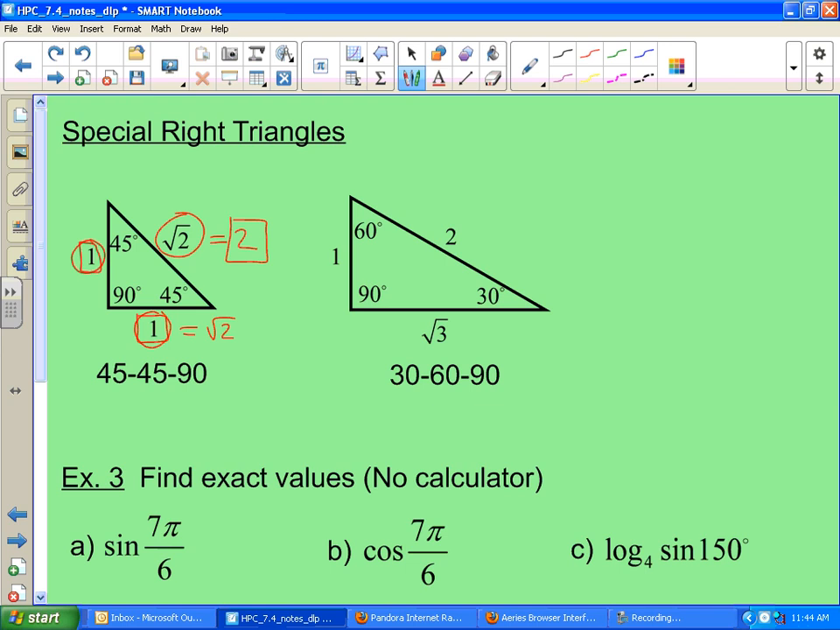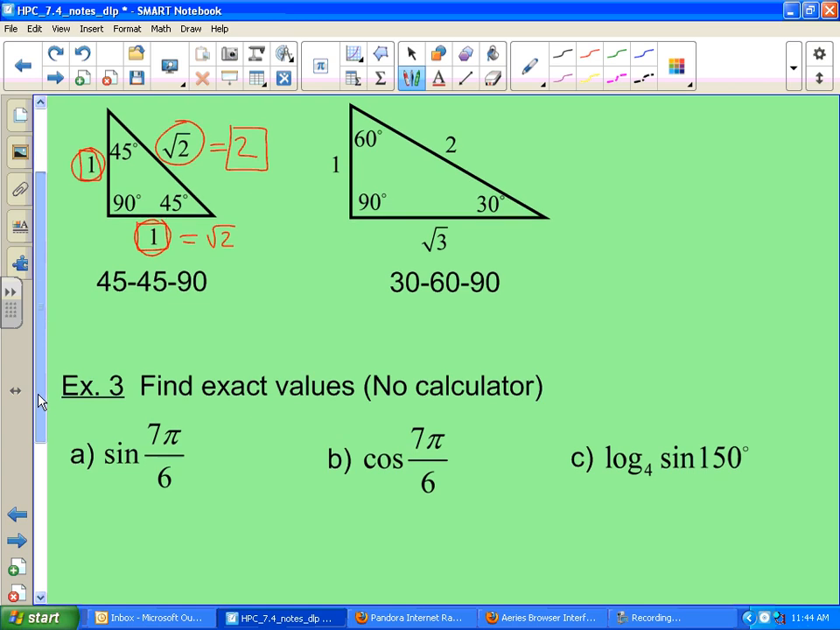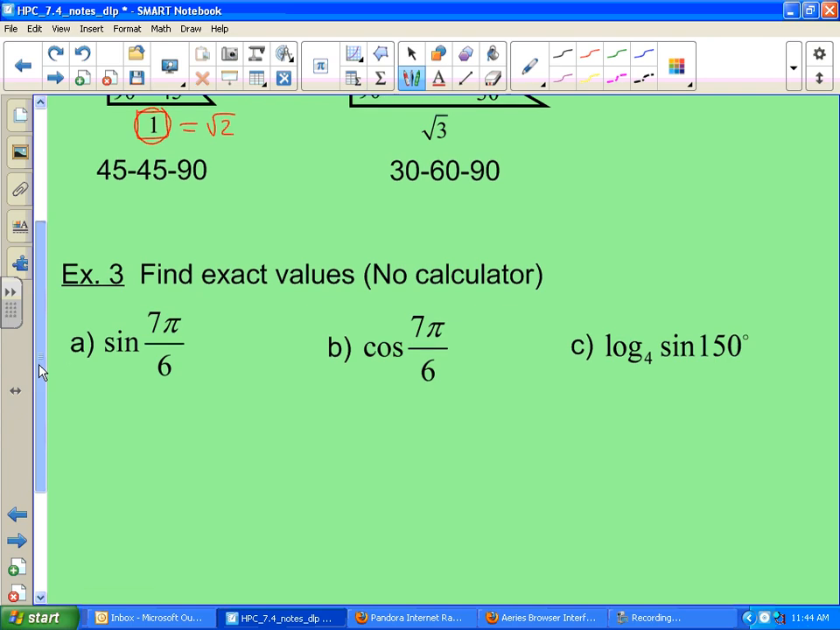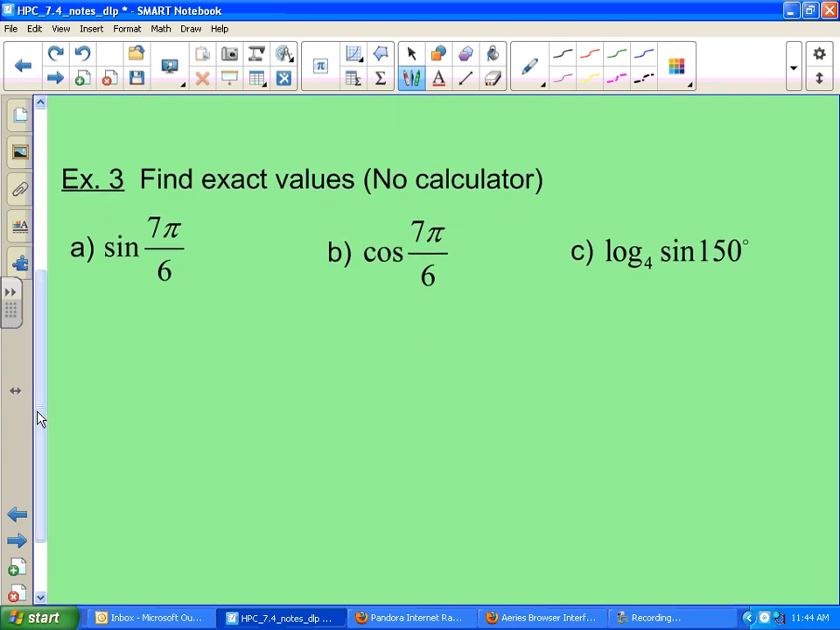Okay, so how do we use these? Well, we use them to find these exact values. So the no-calculator portion of our quiz would be involving stuff like this. Find exact values, meaning I don't want you to punch it in and give me a decimal equivalent. I want radical form or just the integer that you would get here.